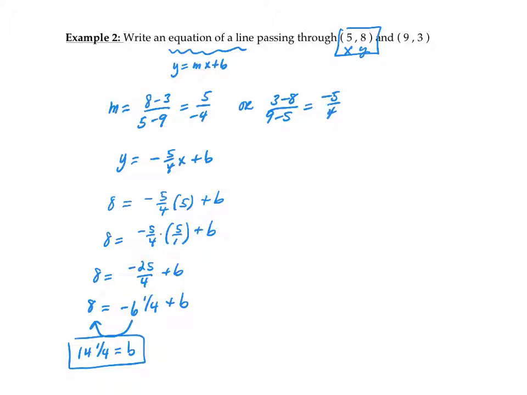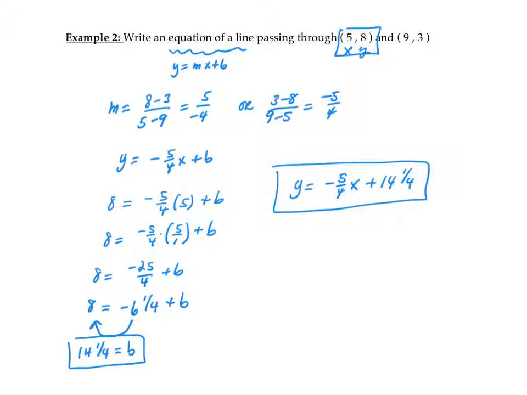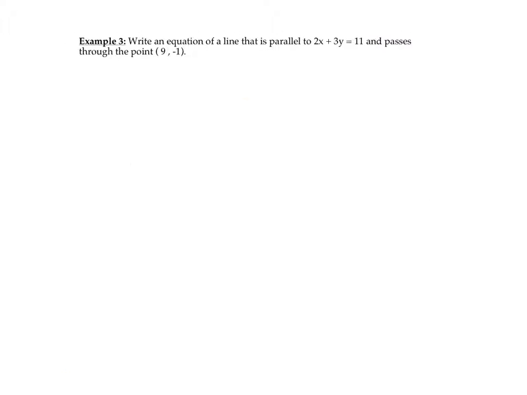Okay, our final answer then would be y is equal to negative 5/4 times x, because that's our slope. You have to have the x in there, otherwise it would be a horizontal line. Okay, and then we have to add our y-intercept of 14 and 1/4. Notice how I left everything in terms of a fraction and not a decimal. So with writing equations of lines, we want things as fractions.